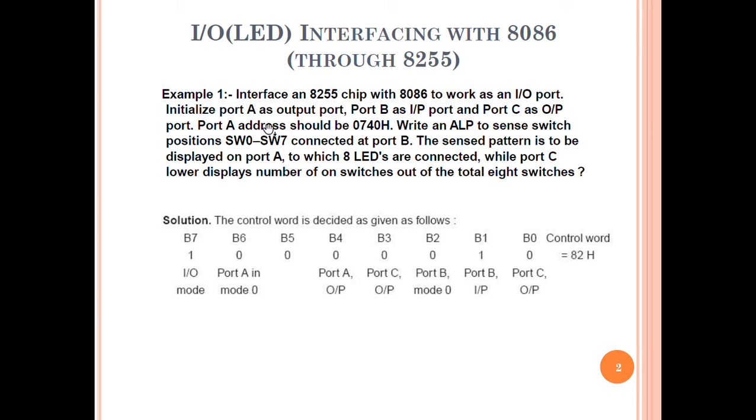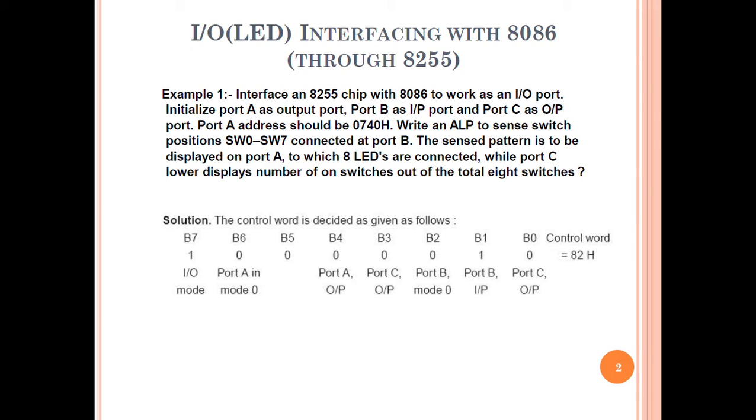Initialize port A as output port, port B as input port, and port C as output. Port A address should be 0740H. Write an ALP to sense switch positions, switch 0 to switch 7, connected at port B. The sensed pattern is to be displayed on port A. Whatever switches are on, that pattern from 0 to 7, that is 8 bits.